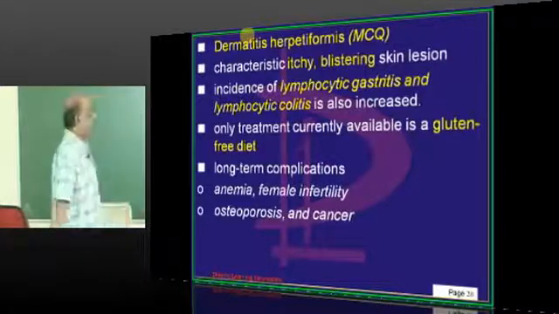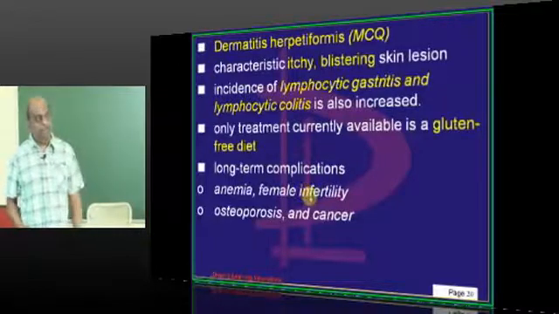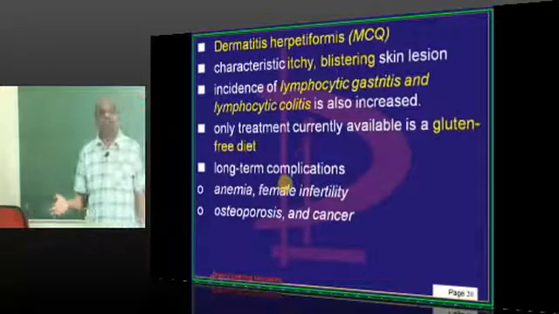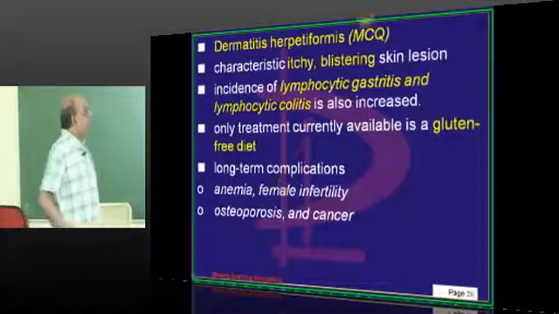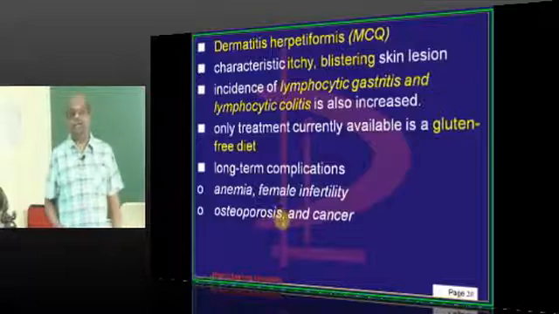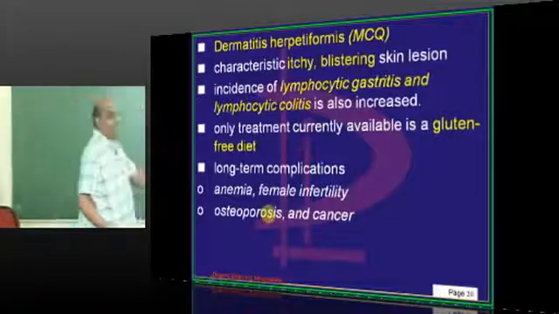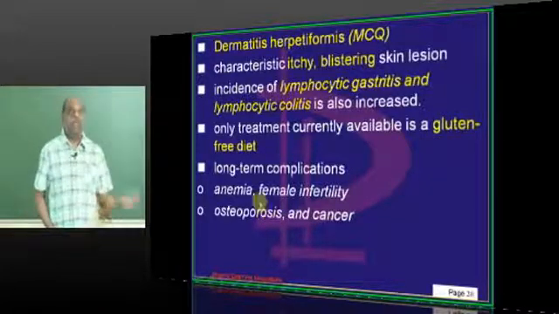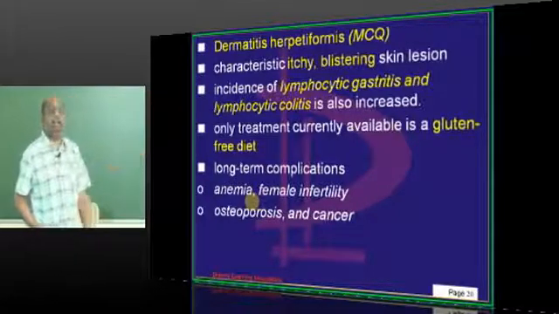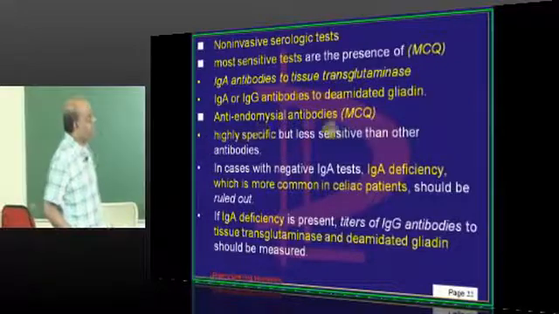And there is also increased incidence in people with celiac disease of lymphocytic gastritis, lymphocytic colitis, etc. So what is the main treatment, doctor? The only treatment is gluten-free diet. But what are the long-term complications? Are we worried about any cancer risk? Yes, sir. Long-term anemia can occur, osteoporosis, because protein and calcium absorption are affected. Female infertility it can lead to, and malignancy is definitely a risk factor, is what needs to be remembered.